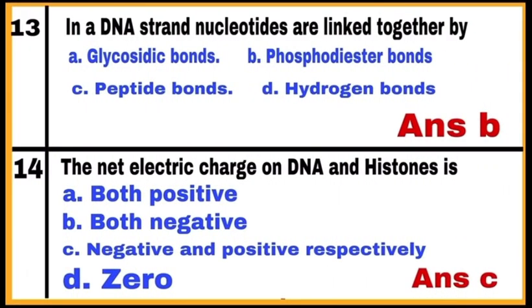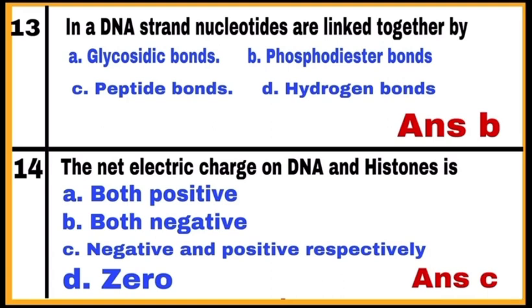Question 13. In a DNA strand, the nucleotides are linked together by phosphodiester bonds in a DNA strand. So here mark B as a correct answer.